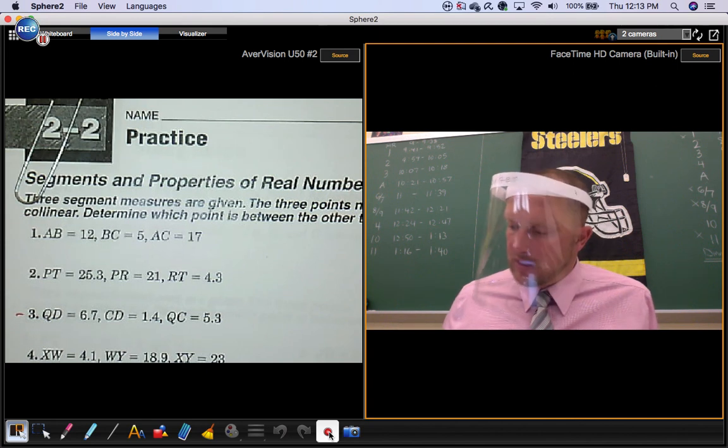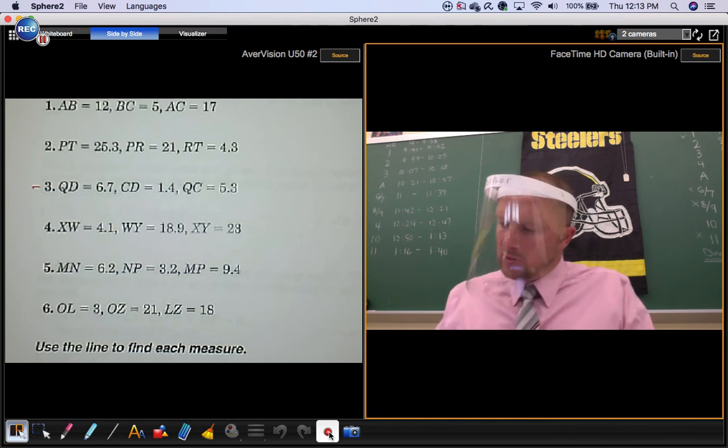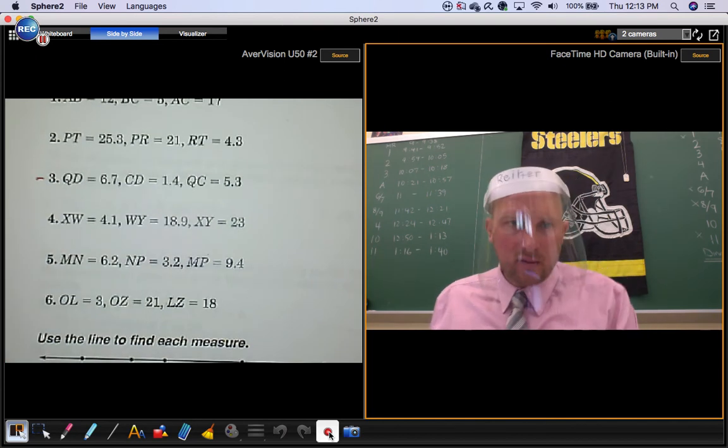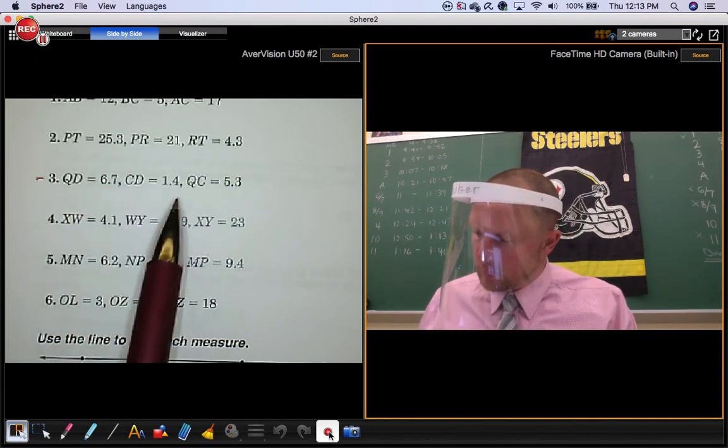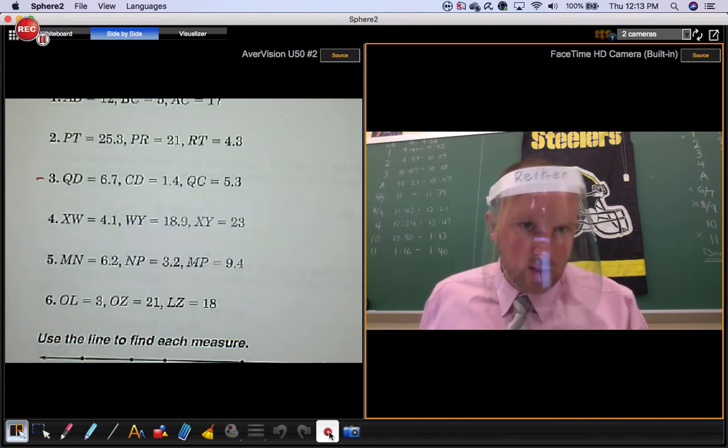Practice page for section 2.2. We have another very similar situation where they give you three segment lengths. We know these 3 points are collinear, point Q, point D, and point C. Which point is in between the other two?